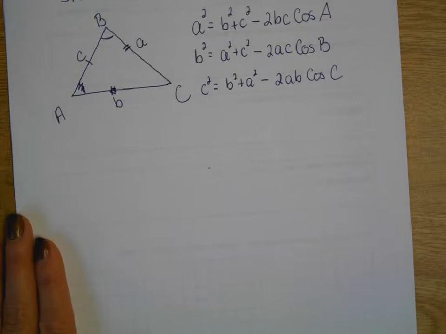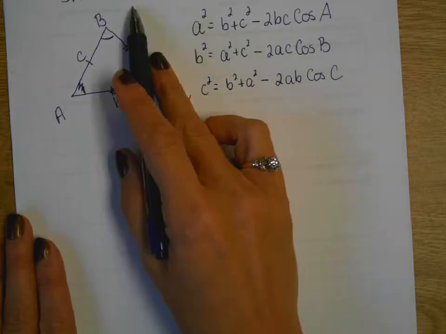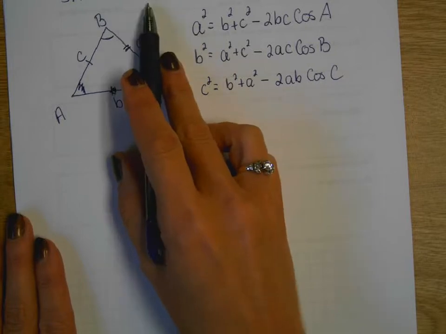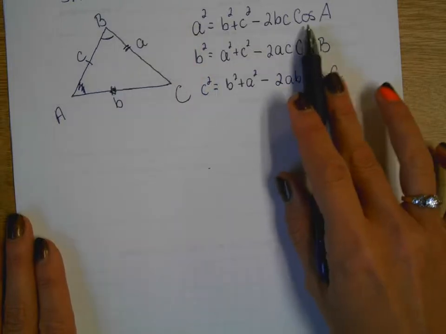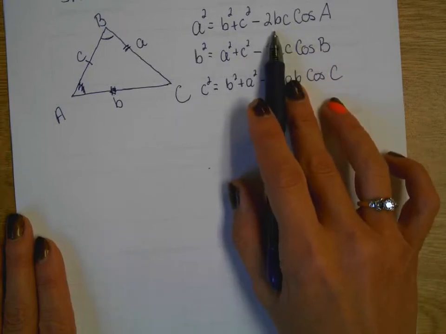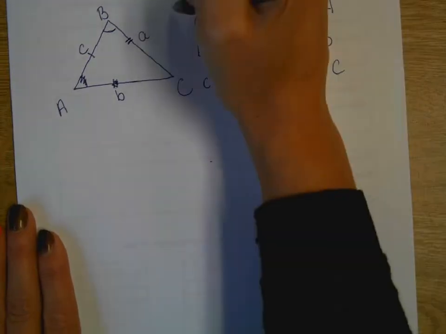Well, that's if we know SAS. What we can do to make our lives a little bit easier, if I know side, side, side, we need to find an angle first. And the angle will be solved over here, so we'd have to do some algebra to rearrange these. You're going to do that, right? Right now, yes. Okay, so this was for SAS.